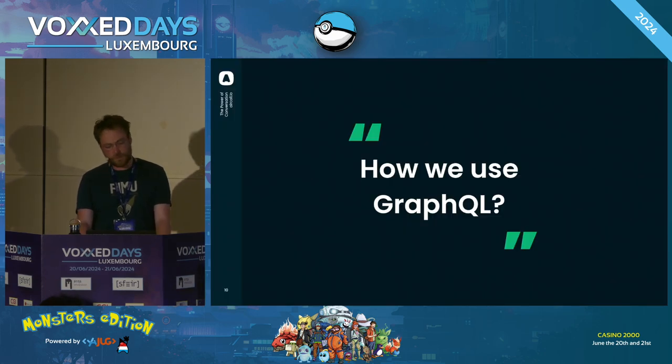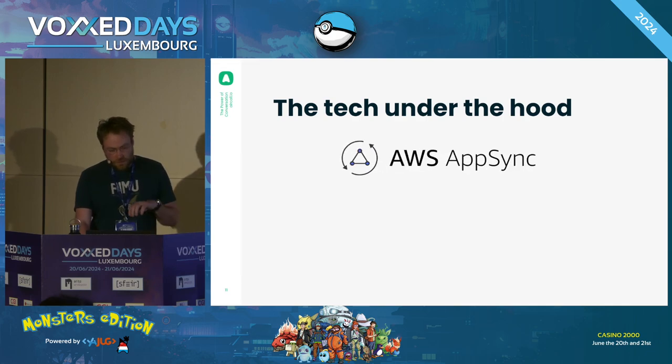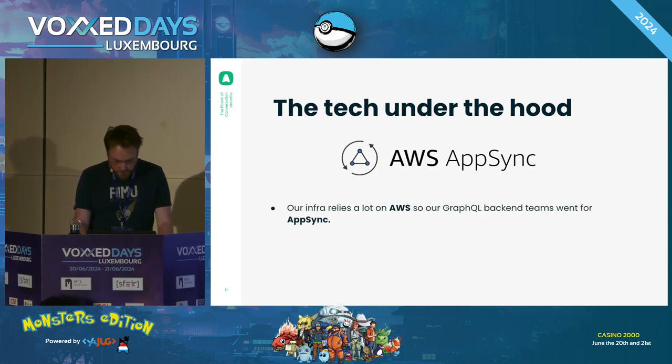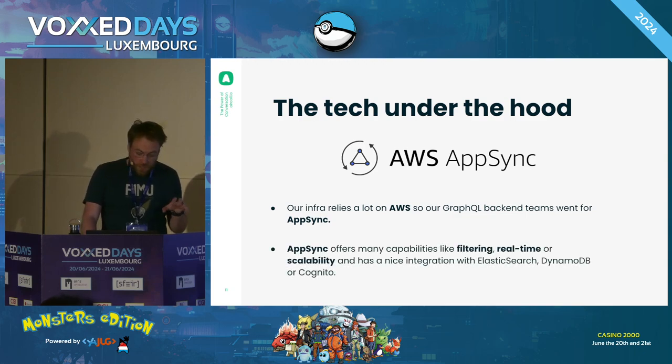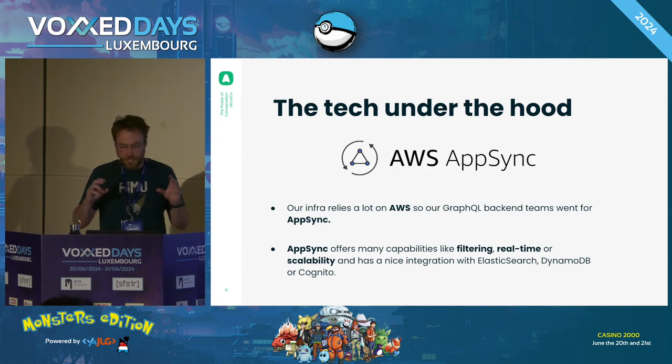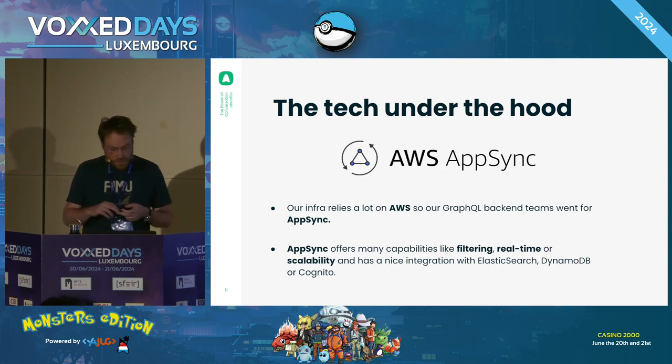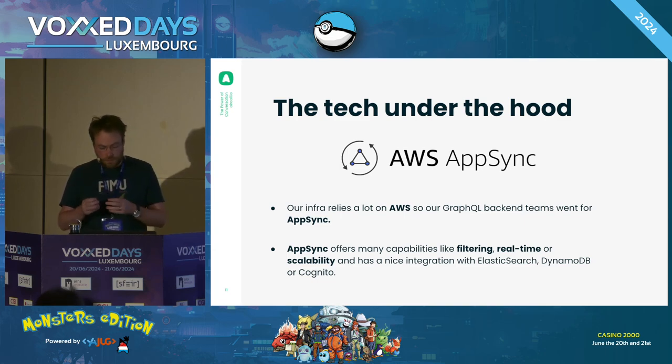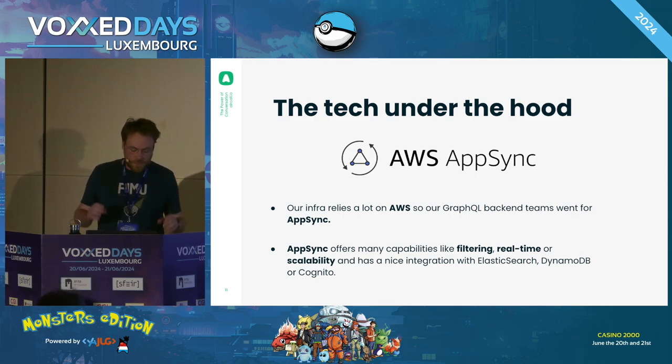Okay, so we use GraphQL. As I said, all the AirCall tech relies on AWS. So on the backend side, we are using AppSync. All the GraphQL backend is done thanks to AppSync. Why? Mainly because we didn't go with Apollo, as we wanted to stay in an AWS ecosystem. And AppSync offers many capabilities like filtering, real time, and scalability. And obviously, it has a nice integration with all the things we are already using at AirCall, like Elasticsearch, DynamoDB, Cognito, which is the authentication stuff from AWS. So it interacts well with everything we already have in place.